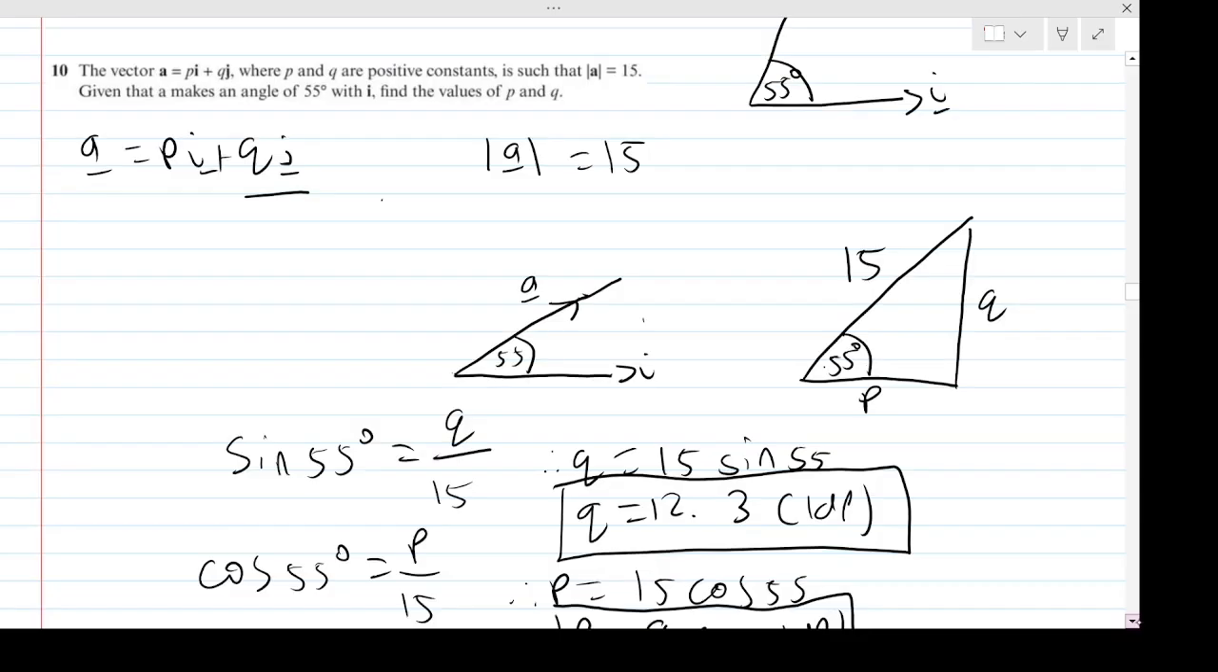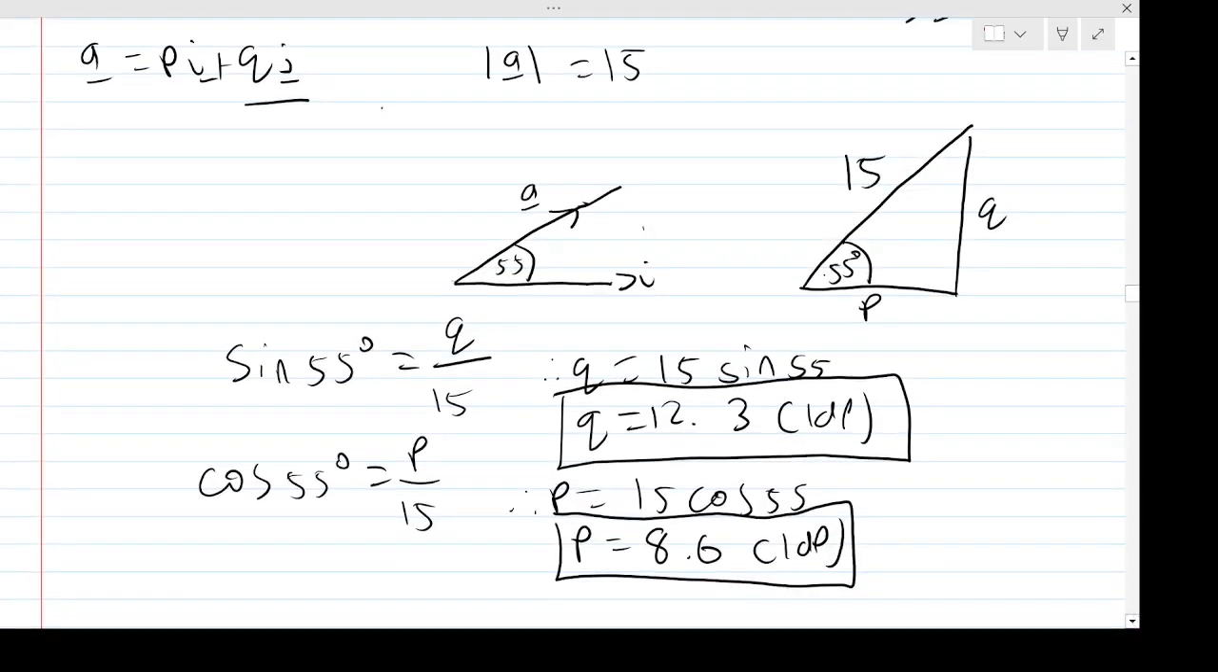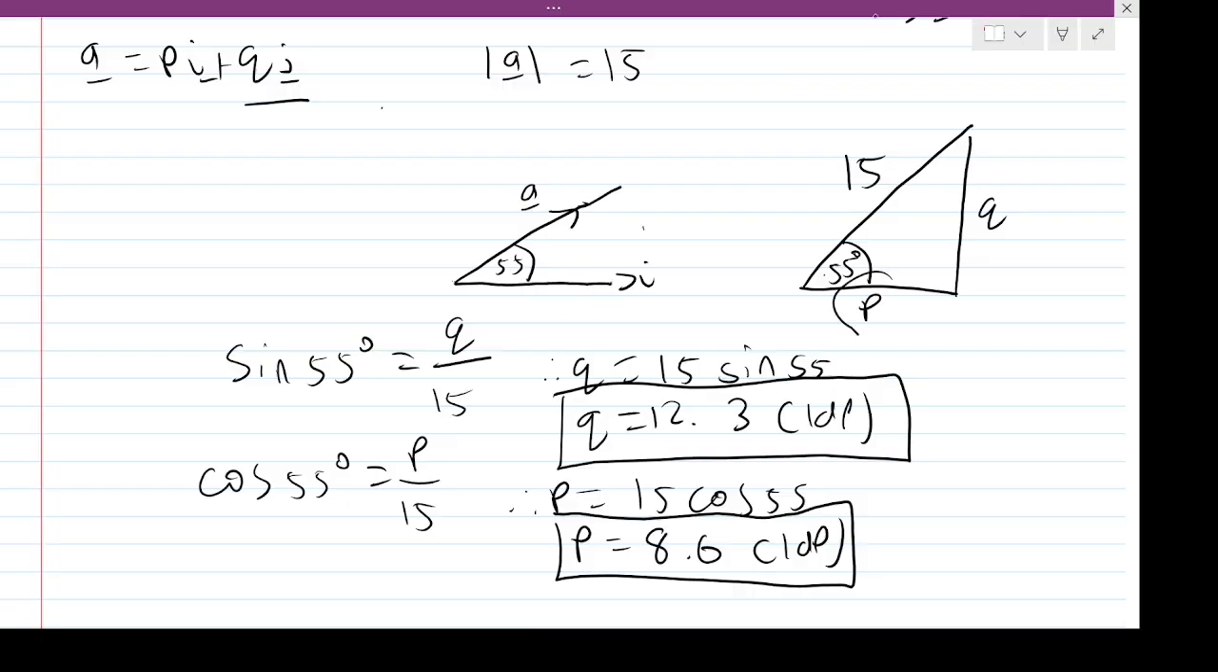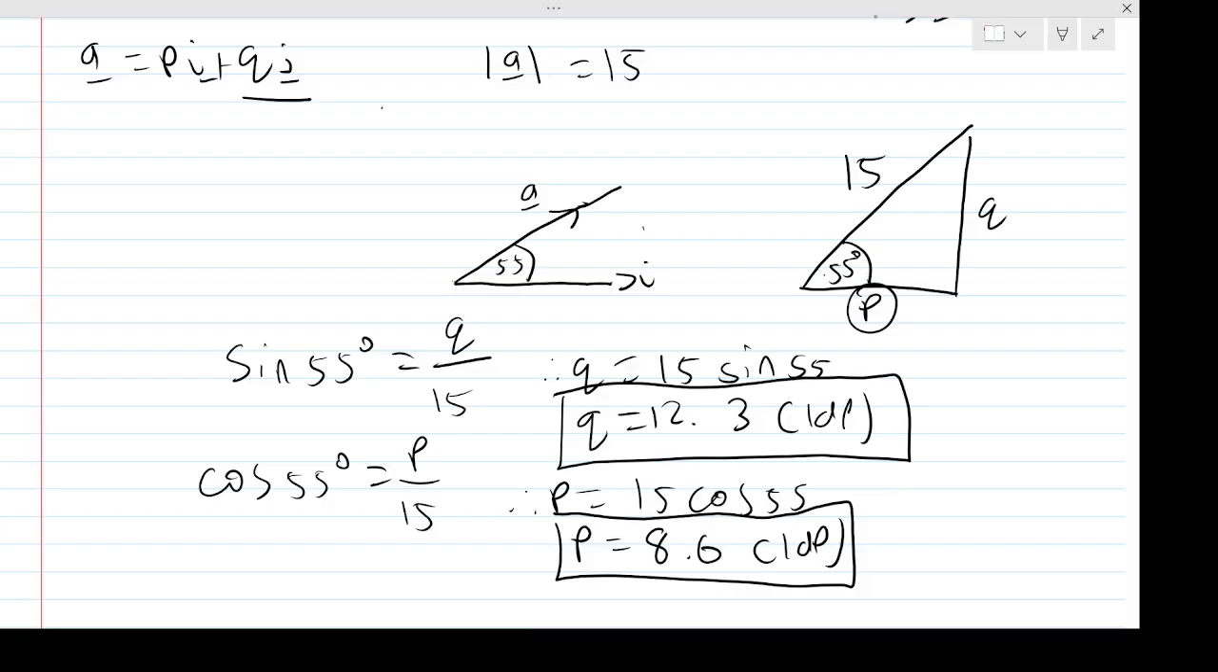But yeah, hopefully that made sense. Make sure you construct or jot down the triangle we're working with. So the angle is 55 with I, so the x-axis, and then the length is 15, so that's how we get to this triangle. And P, or PI, is the x part, because it's the I component, and the J component is Q, so that would be the Y part. So there we are.